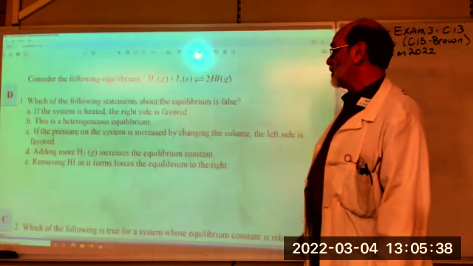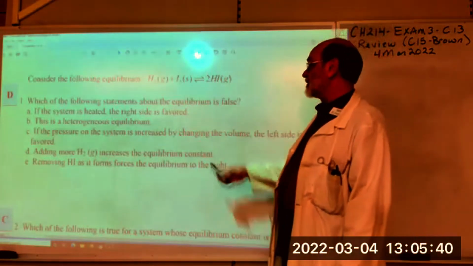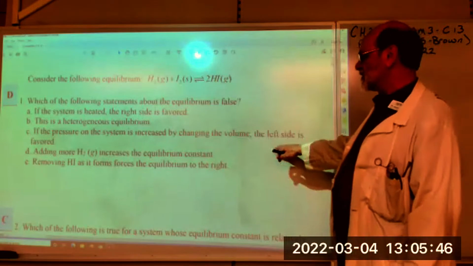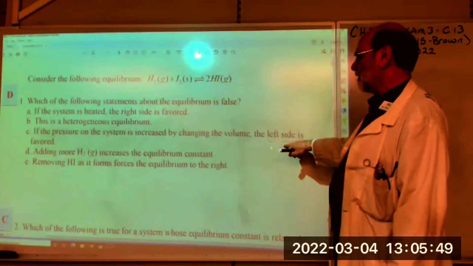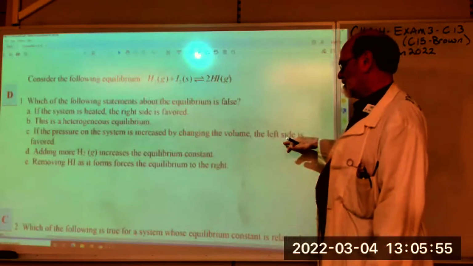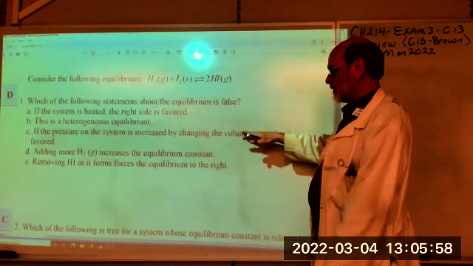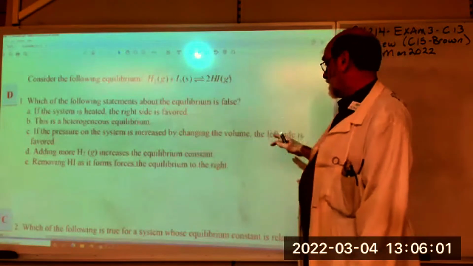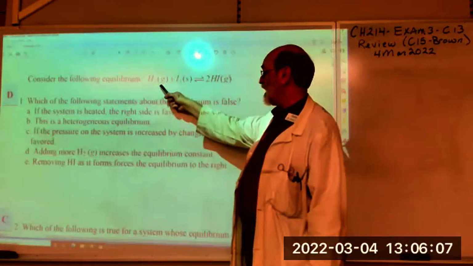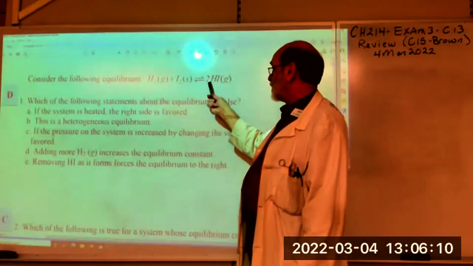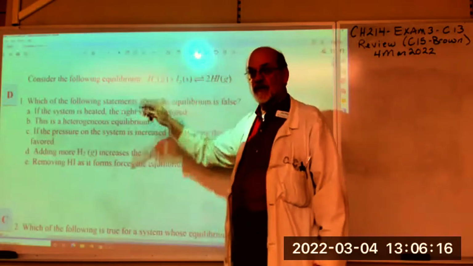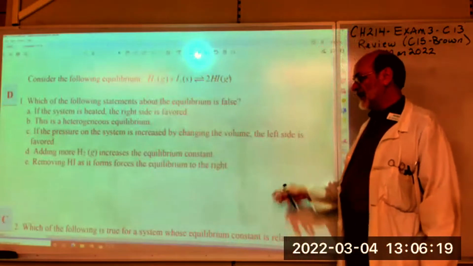This is a heterogeneous equilibrium. We can't say that because it's gas and solid. If the pressure on the system is increased by changing the volume, the left side is favored. If the pressure is increased by decreasing the volume is what you have to do. So if you increase the pressure, is it going to favor the left side? You look at the gases. Here's a gas, that one doesn't count. So you've got 2 moles on this side, 1 mole on that side. If you increase the pressure, it's going to favor the lower number of moles. So it will move to the left.